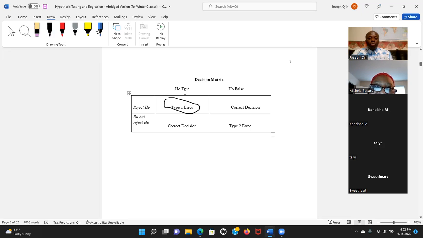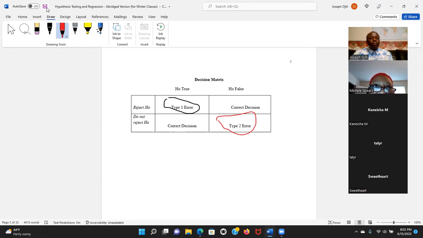If it is true and we did not reject it, we made the correct decision. But if it is false, and we did not reject it, we have committed what is called a type 2 error. Type 2 error. You can see right there.